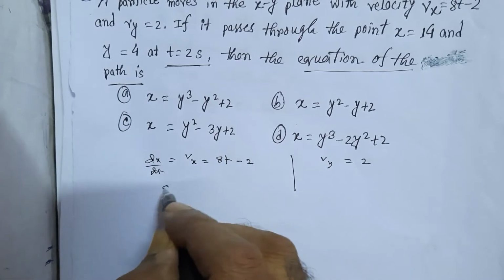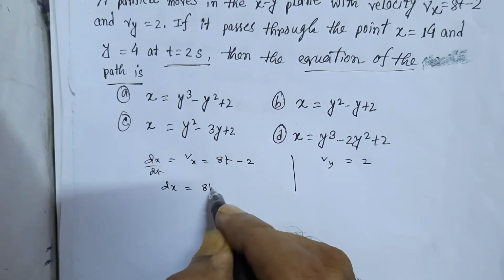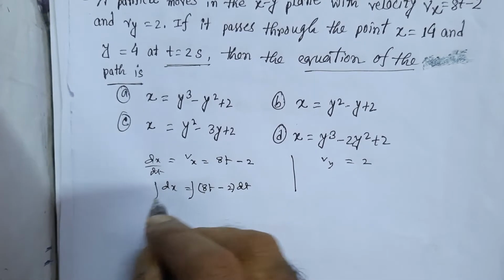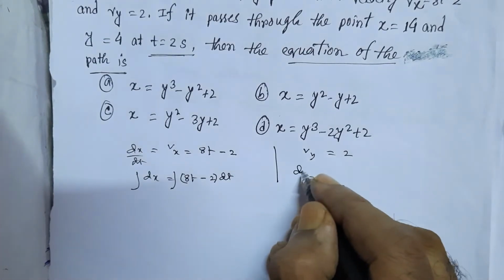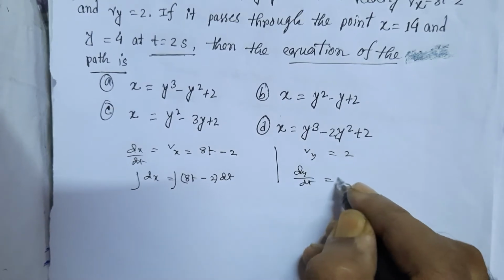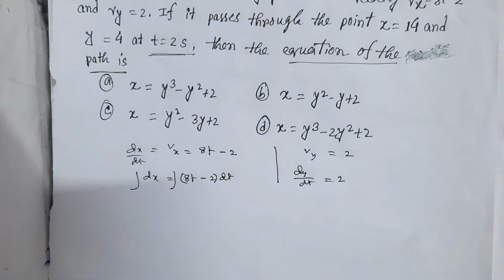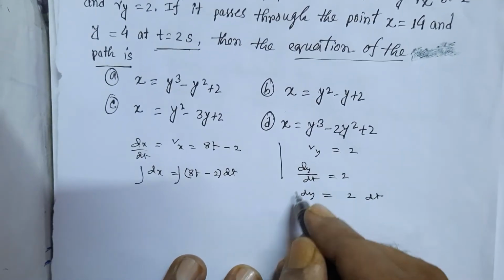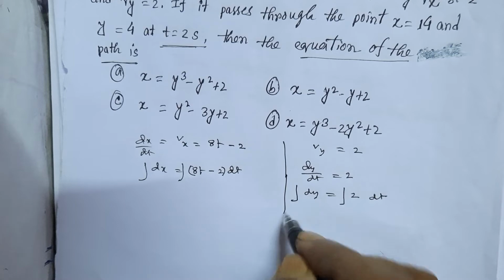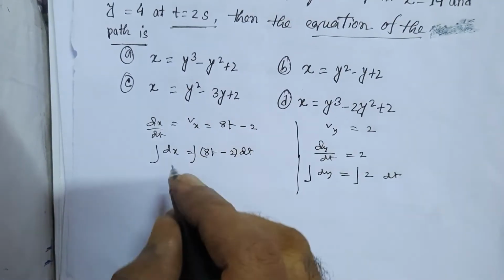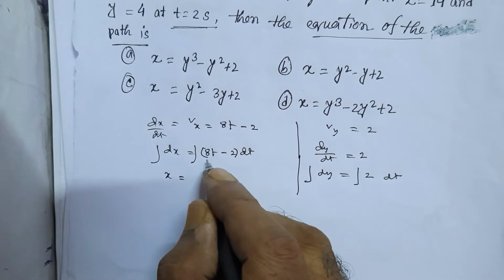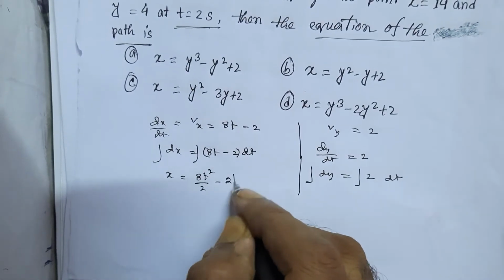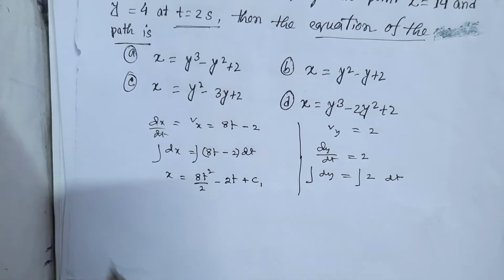So dx equals (8t minus 2) dt. Vy means dy/dt equals 2. So dy equals 2 dt. We integrate the two equations. Then x equals 8t square by 2 minus 2t plus c1.